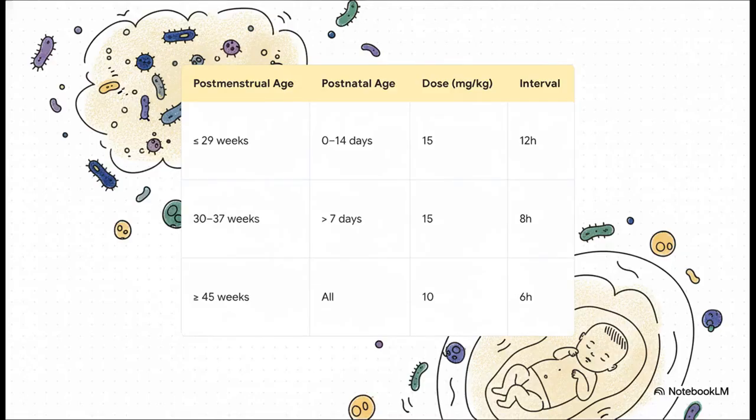Yeah, so there's absolutely no one-size-fits-all dose here. It is an incredibly careful calculation that takes into account both postmenstrual and postnatal age. And the target we're aiming for has gotten a lot more sophisticated. We've moved beyond just looking at simple trough levels. Now the goal is a specific pharmacokinetic/pharmacodynamic target. We want the 24-hour area under the curve to MIC ratio to be at least 400. That's what it takes to be confident we're getting the job done.